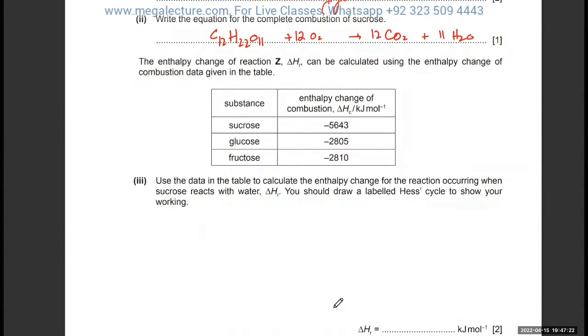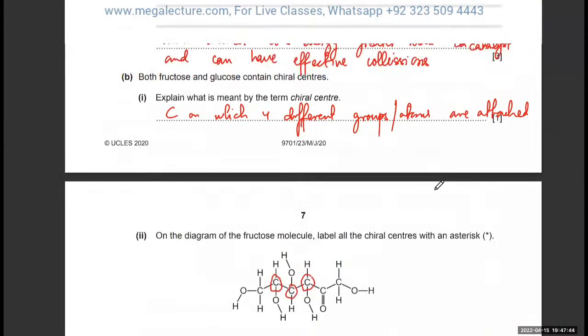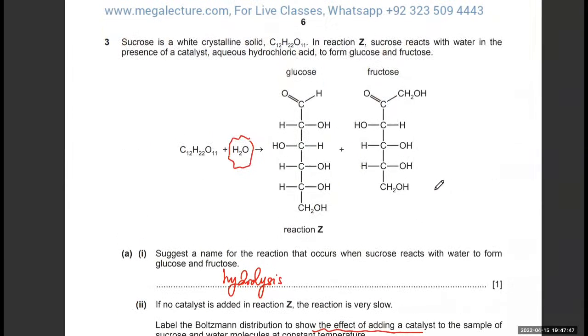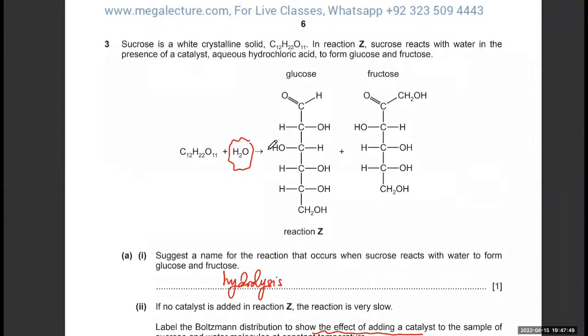So moving to the next one, you're given the enthalpies of combustion of sucrose, glucose, and fructose. Use data in the table to calculate the enthalpy change for the reaction occurring when sucrose reacts with water. You should draw a labeled Hess cycle to show your working. So they're even asking for a fully labeled Hess cycle. So we need a labeled Hess cycle as well.